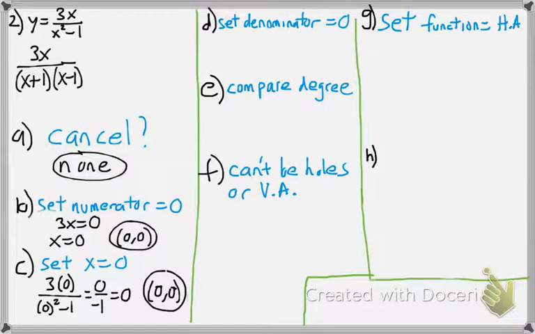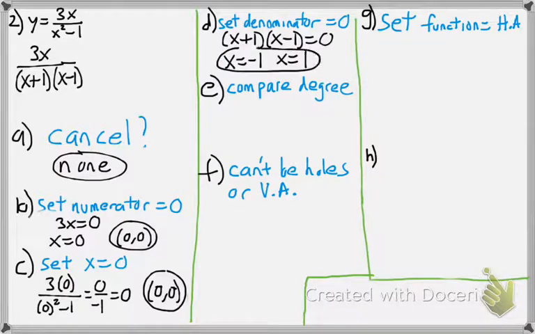Looking at part D, I want to set the denominator equal to 0. For this one I'm going to use the factored version because I'm going to have to factor anyway, so I've already done that. So (x plus 1)(x minus 1) is equal to 0. So we're going to get x is equal to negative 1, x is equal to positive 1. And those are two vertical asymptotes.